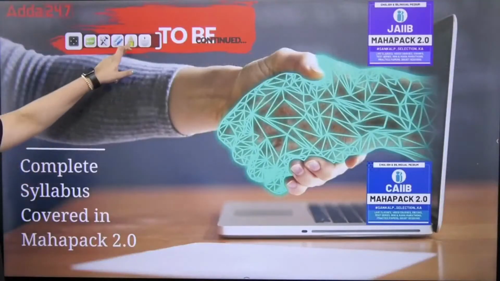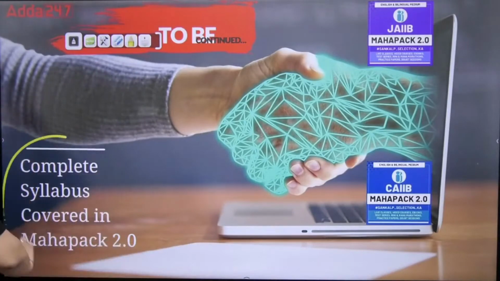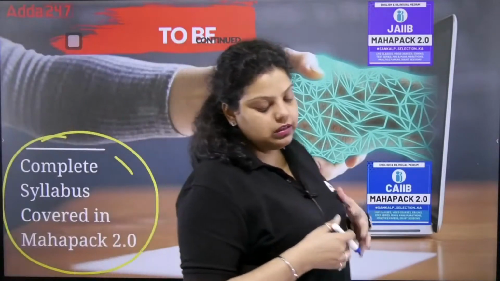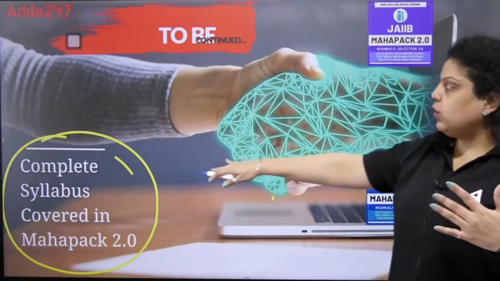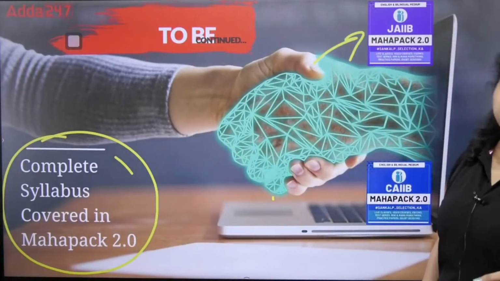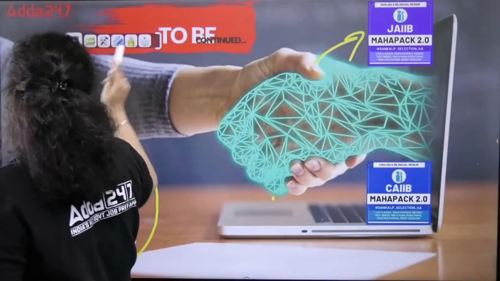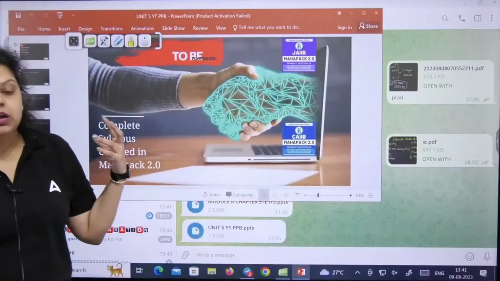Okay, so these were the questions we have discussed from chapter 5 of your Principles and Practices of Banking. But it's very obvious that within 10 questions, you are not covering the whole subject. So the coverage of the whole syllabus will be available in the Mahapack 2.0. How to enroll in the Mahapack 2.0, I will let you know. Till then, let me know how much you scored out of the total questions, how many answers you have given correct.